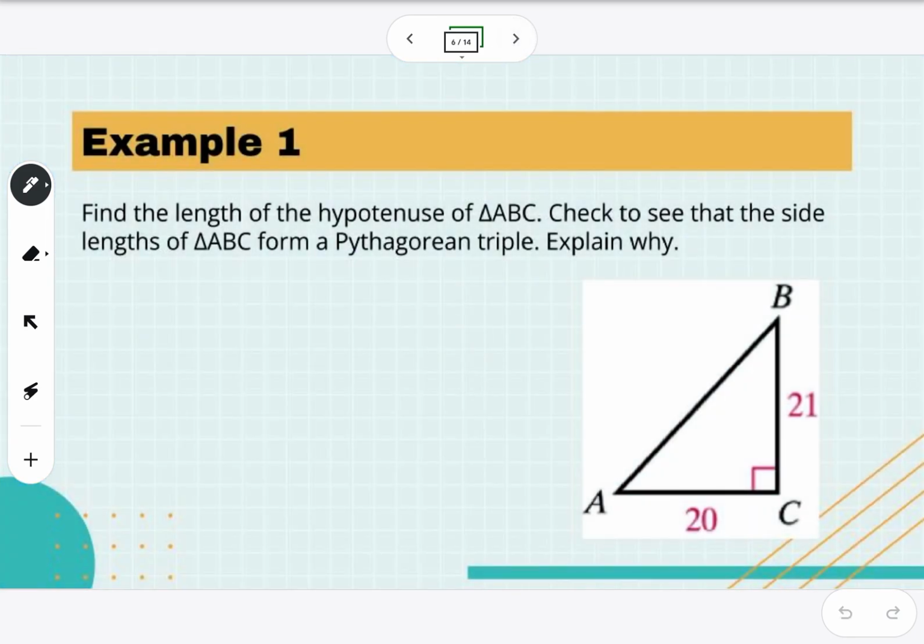We're going to start with this one. So they want us to find the length of the hypotenuse. So our hypotenuse here is going to be this AB side over here. And then check to see that the side lengths form a Pythagorean triple and then explain why.